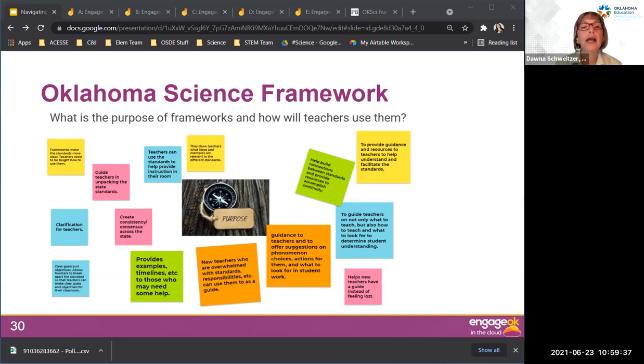to apply. So just like you, we asked the framework writers before they began their work, what was the purpose of frameworks and how teachers would use them. And these are some of the ideas that they came up with. And it's reassuring to see that their ideas pretty much are spot on with what I saw in the waterfall chat. So they wanted them to provide guidance and resources to facilitate the standards.